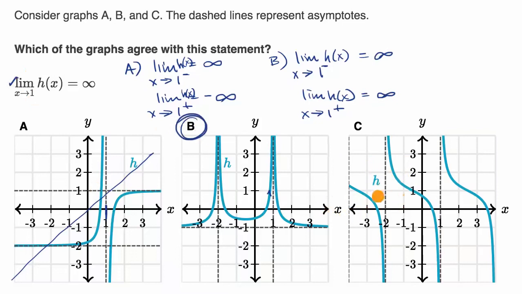Well, you can see very clearly, at x equals 1, that as we approach it from the left, we go to negative infinity, and as we approach from the right, we go to positive infinity. So this, once again, would not be approaching the same infinity, so you would rule this one out as well.